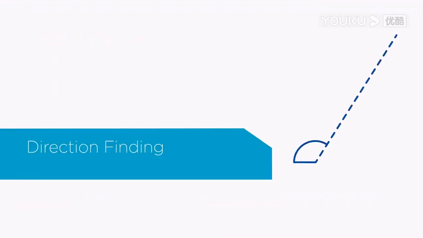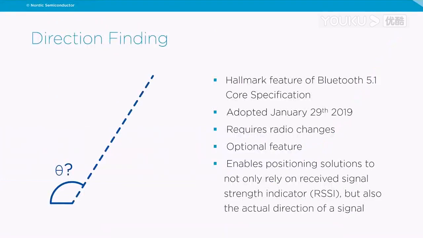Direction finding. So this was part of Bluetooth 5.1. It was a hallmark feature there. And this was adopted last year, January 29th. And it requires radio changes. So older Bluetooth Low Energy radios cannot use this feature. It's an optional feature, so it's not something that you have to use. And what it does is that it enables positioning solutions to not only rely on received signal strength indicator, but can also use the actual direction of a signal.